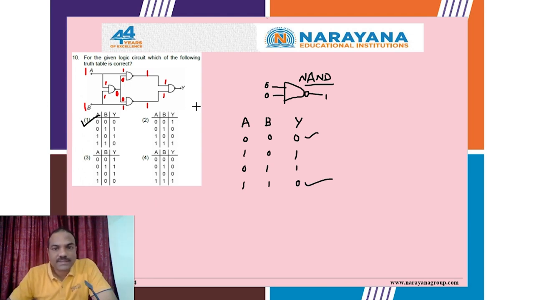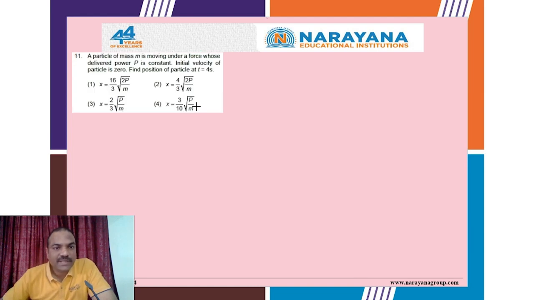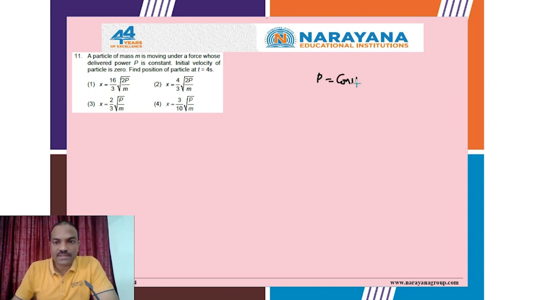So let us see the next part. In question number 11, a particle of mass m is moving under a force whose delivered power P is constant. Here the power value is constant, so this is the one thing we need to understand. As power is constant, the initial velocity is given as 0, and we need to find the position of the particle at time t.